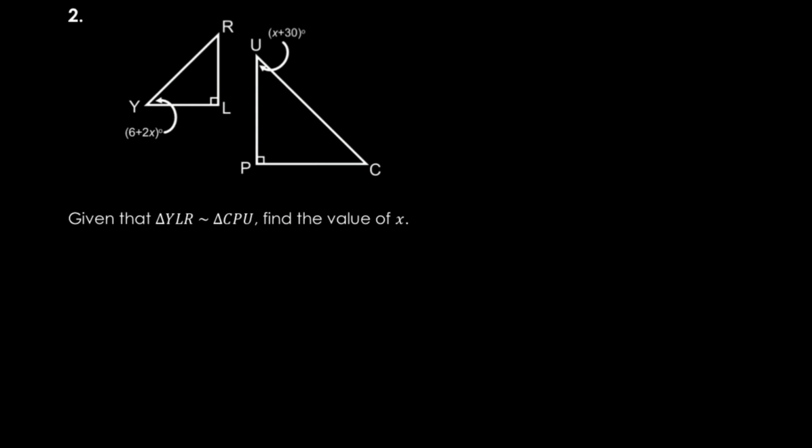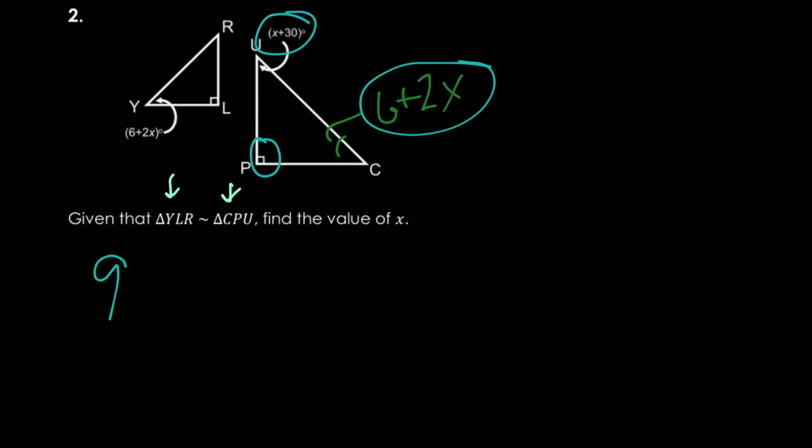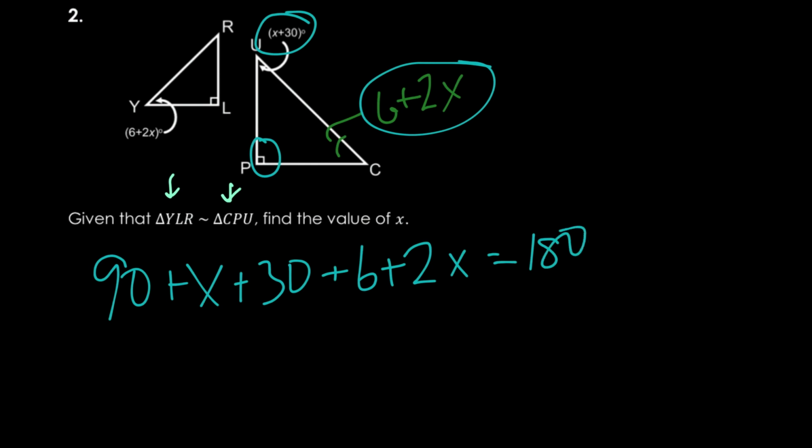Very similar problem here. I see that y is listed first, so I know it matches with angle C. And I'm going to do something a little bit different just to show us a different method for solving these. I'm going to say that angle C equals 6 plus 2x as well. Once I establish that, now I know all three angles in this triangle, so I can set up this equation using what I know about the Triangle Sum Theorem.